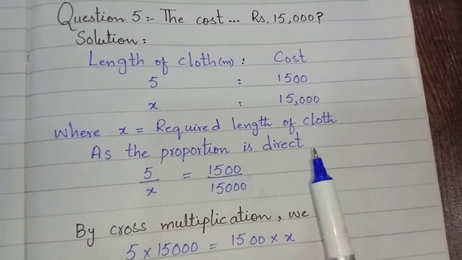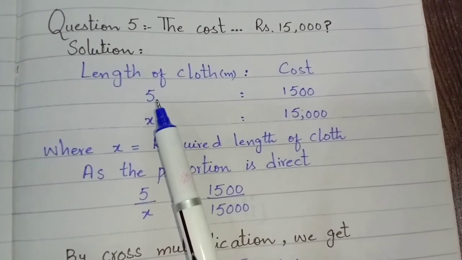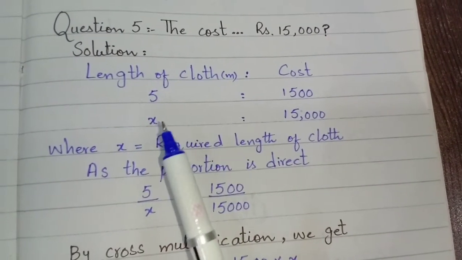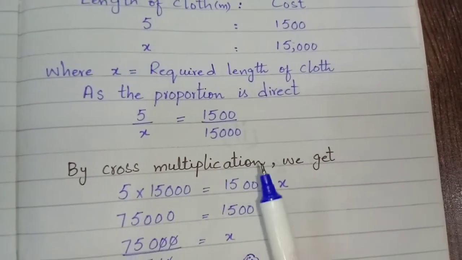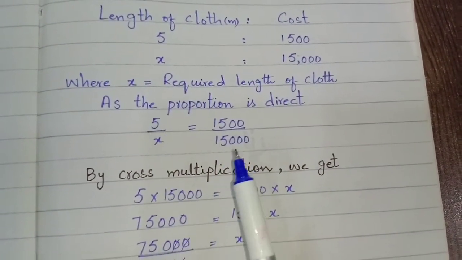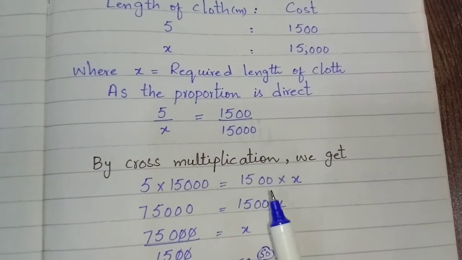So as the proportion is direct, because as the length of cloth increases its cost increases, as the cloth becomes more its price becomes more. So the proportion is direct. So by cross multiplication we get 5 multiplied by 15,000, x multiplied by 1500.